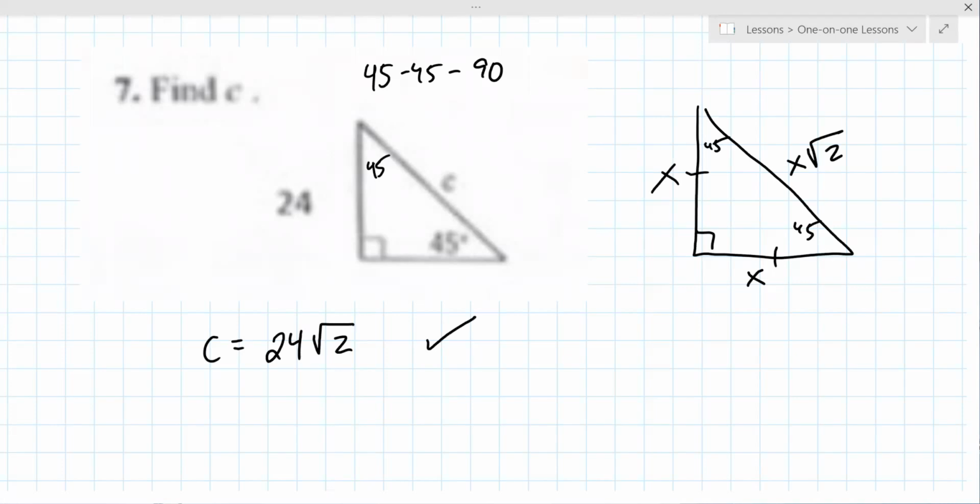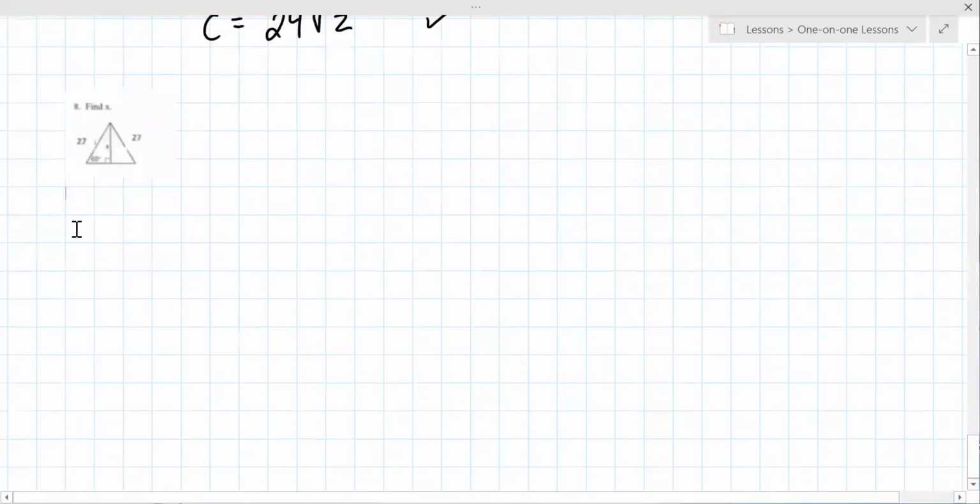Oh, wow, you got a lot going on here. Sorry, I'm just sneaking a peek ahead here. 7, 8. 8 is a, wow, the scan just doesn't come out very well. 8 is a 30, 60, 90 triangle. And that's another type. There are 2 types you have to know. One is 30, 60, 90. One is 45, 45, 90.